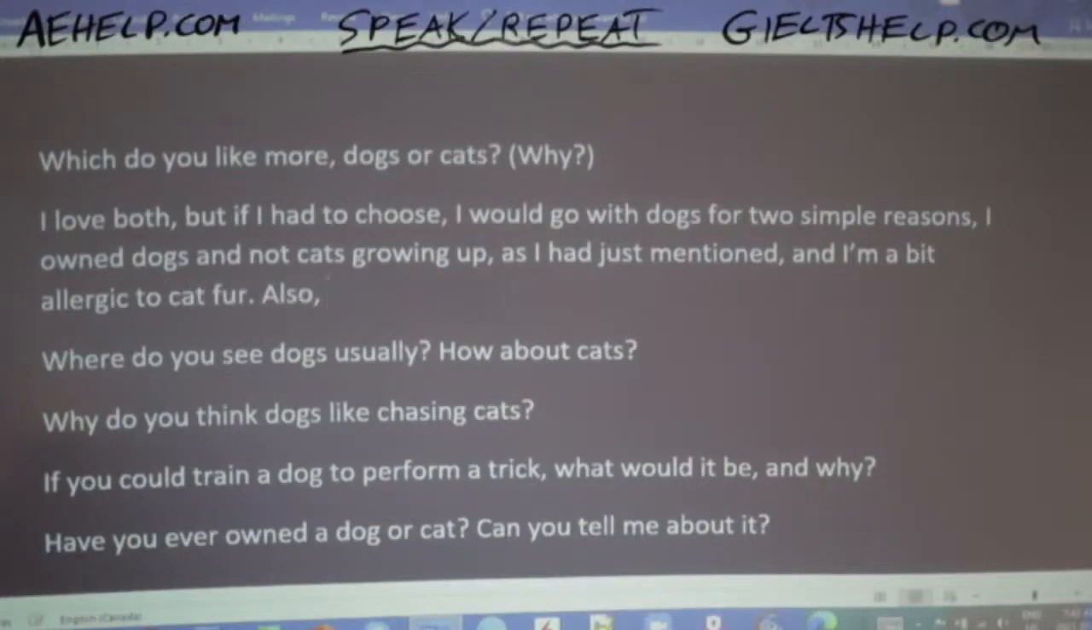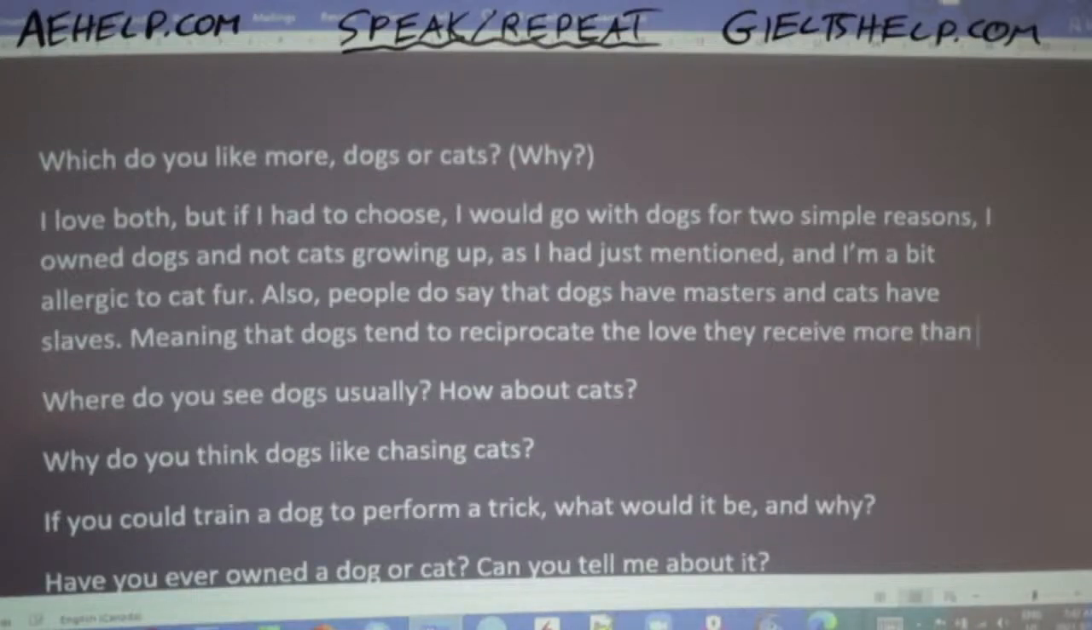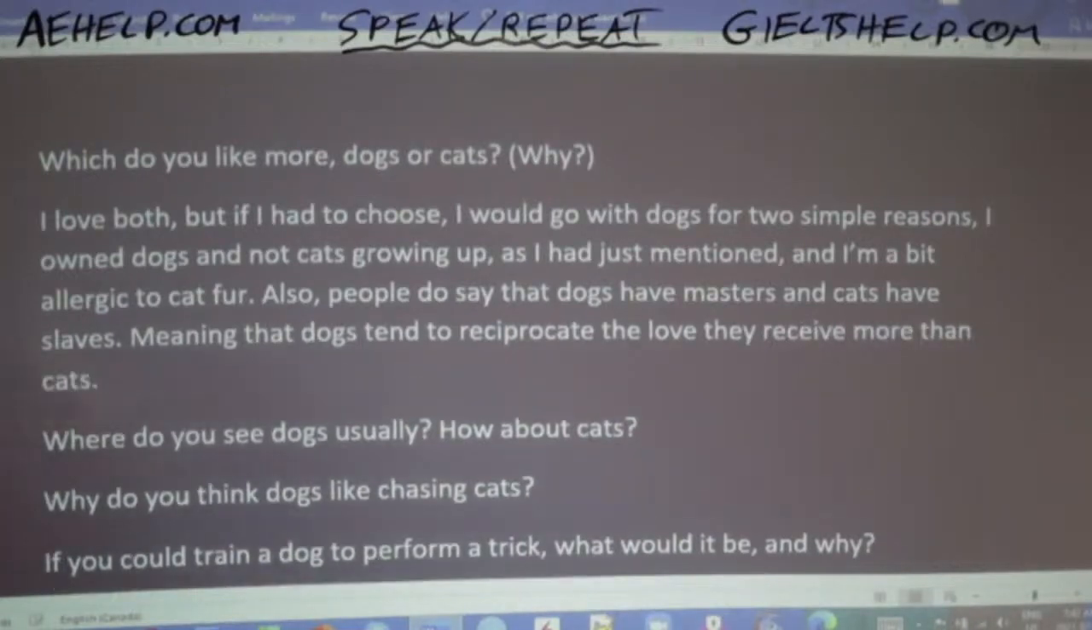Also, people do say that dogs have masters and cats have slaves, meaning that dogs tend to reciprocate the love they receive more than cats. That's what they say. I don't know if it's true, but here we go.